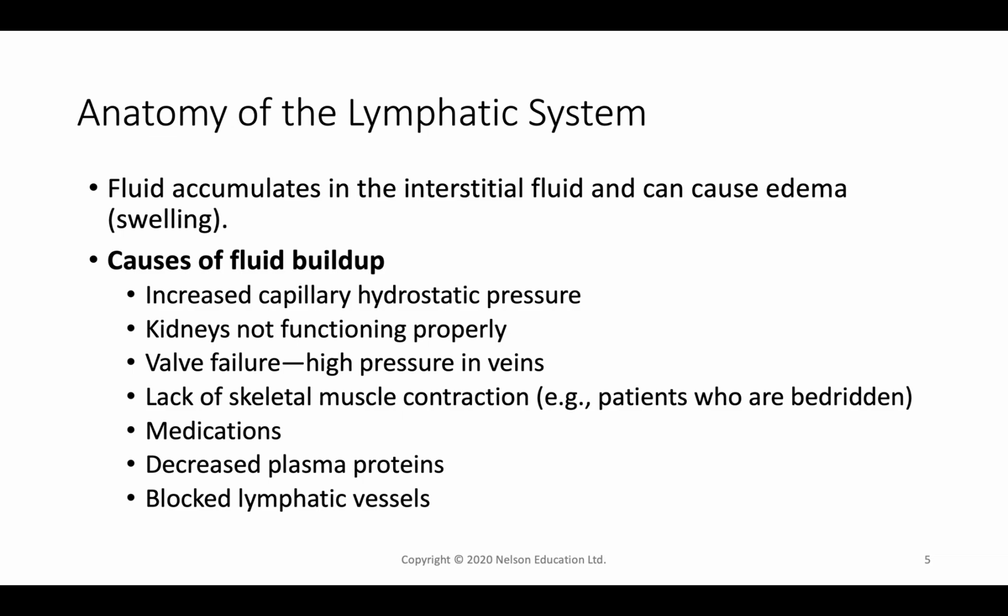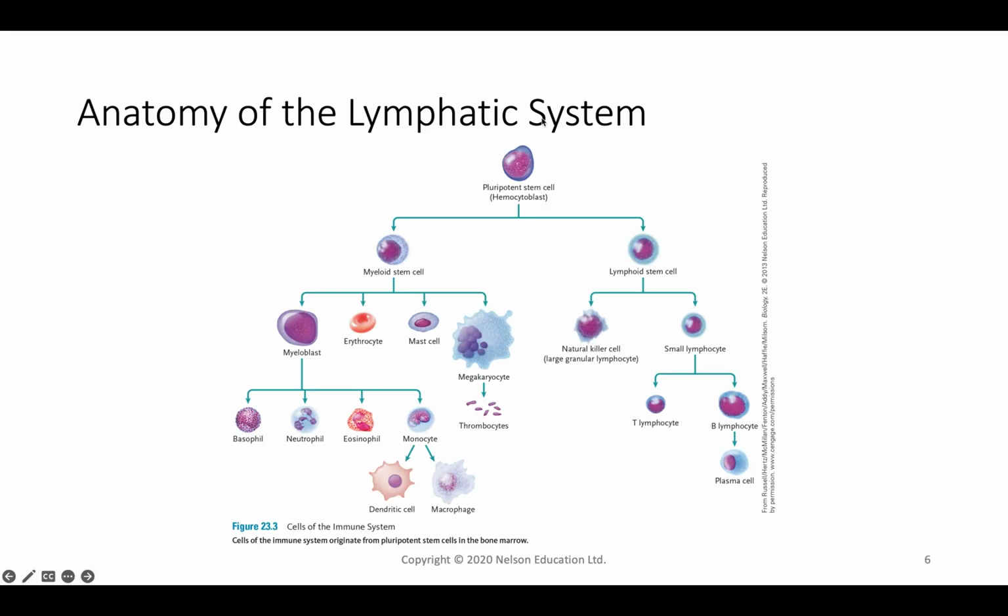Anyway, what happens is we end up with edema, and that edema ends up causing swelling or accumulation of interstitial fluid, essentially. All right, so let's look at the different types of cells that we have in the lymphatic system. In order to do this, I'm going to take a moment to discuss some stem cells. So stem cells are very specialized cells.